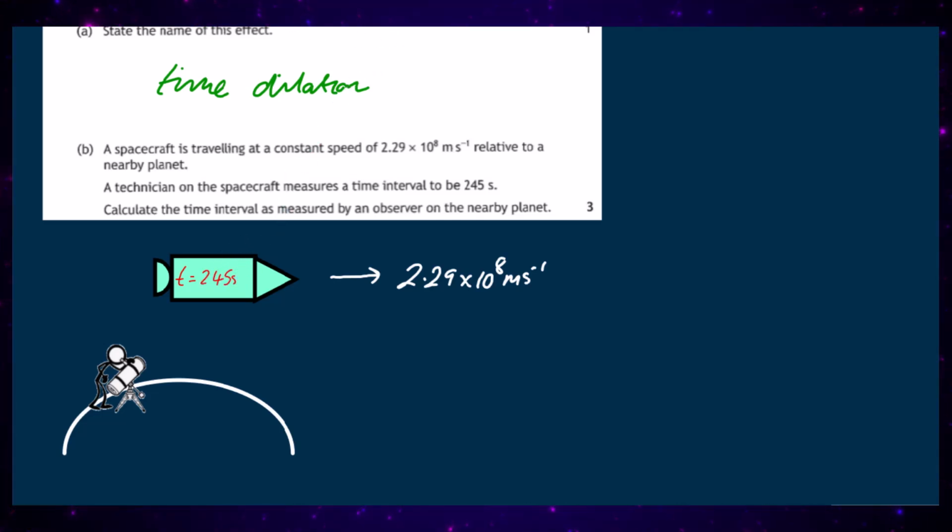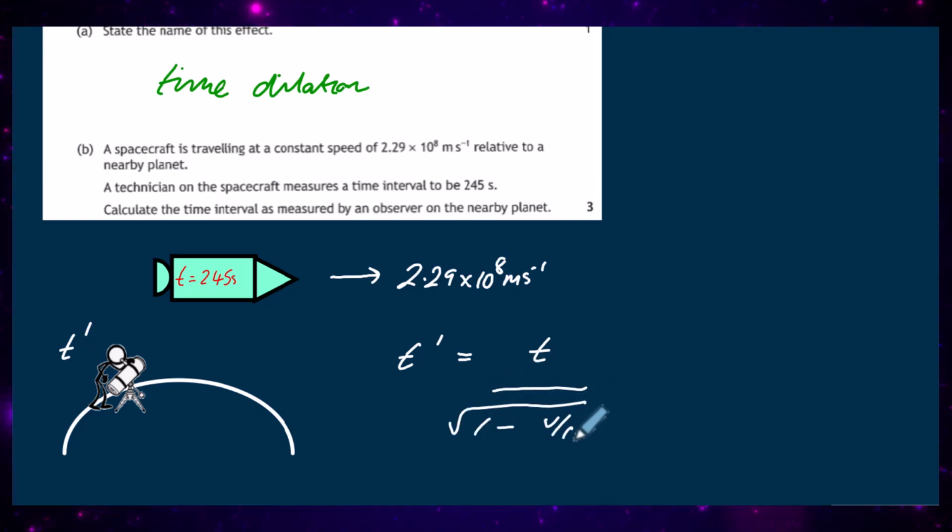Now, the observer on the planet is going to measure t prime, which is going to be the observer's time. So we can now work out the formula from the relationship sheet. We know that t prime, the observer's time, is equal to the proper time t measured on the spacecraft by the person in the spacecraft's frame of reference, divided by the square root of 1 minus v upon c all squared, where v is the speed of the spacecraft relative to the stationary planet, and c is the speed of light.